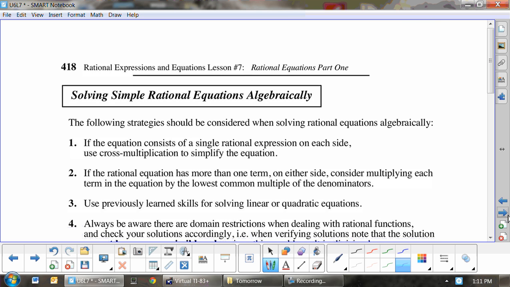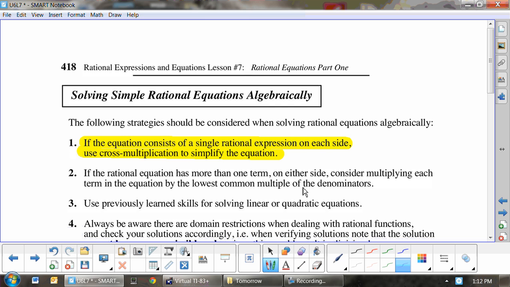So just like in quadratics where we learned how to solve graphically, we also have to know how to solve them algebraically. So there's kind of 2 different methods. The first is if your equation has one term on each side, they want us to cross multiply. So right here where it says, if it consists of a single expression on each side, cross multiply.